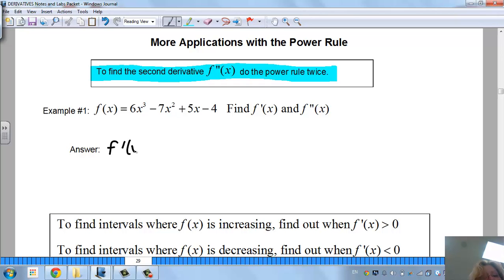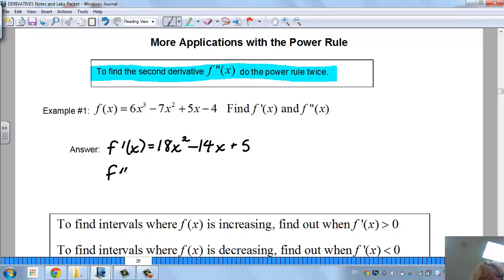So we're going to do f prime of x. 3 times 6 is going to be 18. Drop 1 on the power. 2 times negative 7 is negative 14, x to the first power. And then this is a 1, and it goes to x to the 0, so it's just going to be 5. And the derivative of negative 4 is going to be 0 because it's a constant.